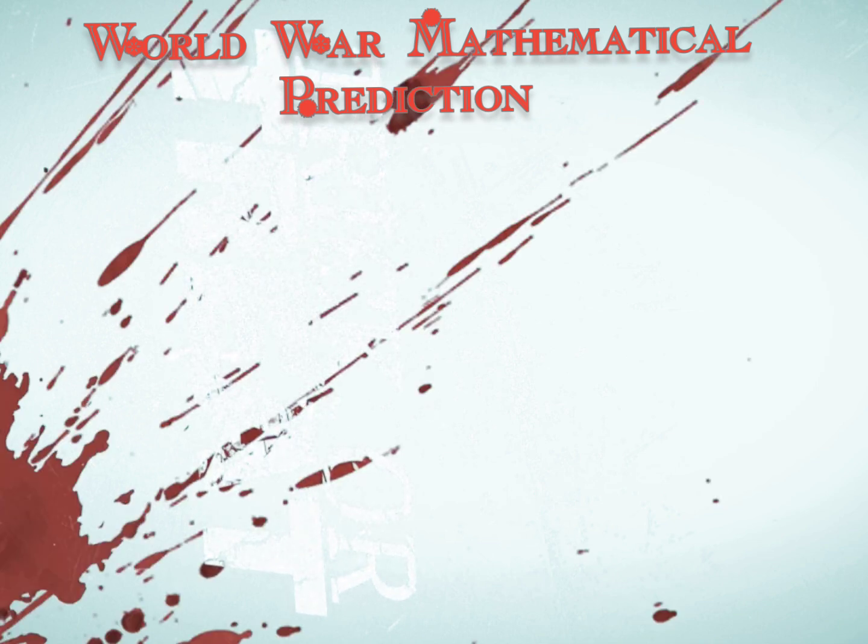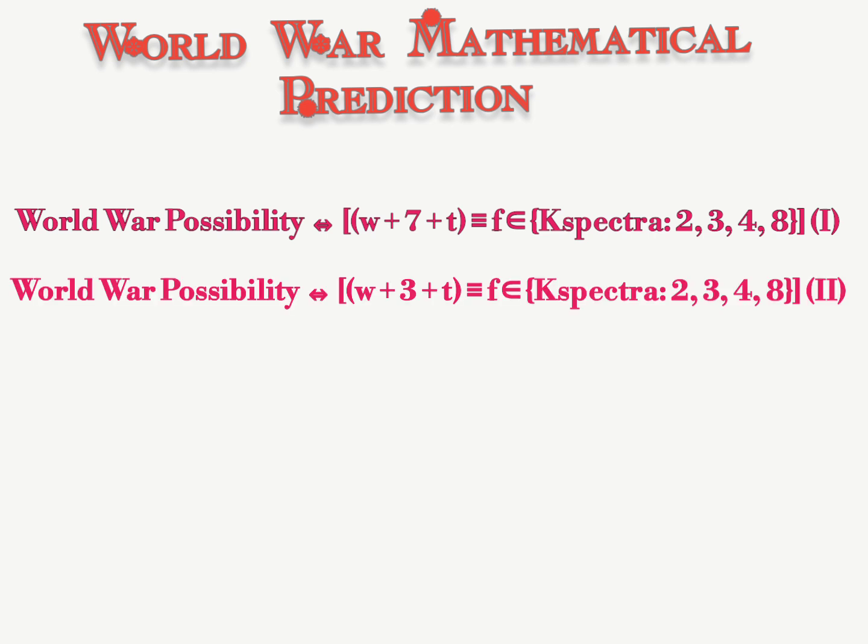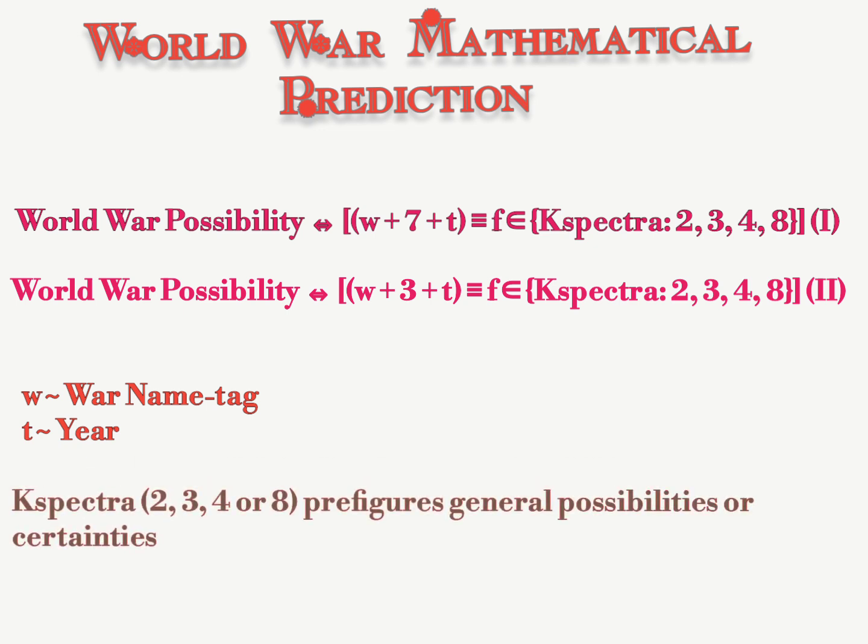World War mathematical prediction. World War possibility if and only if, W plus 7 plus T, is defined as F element of K spectra 2, 3, 4, 8, I. World War possibility if and only if W plus 3 plus T is defined as F element of K spectra 2, 3, 4, 8, 2. W tilde war name tag, T tilde year. K spectra 2, 3, 4 or 8 prefigures general possibilities or certainties.